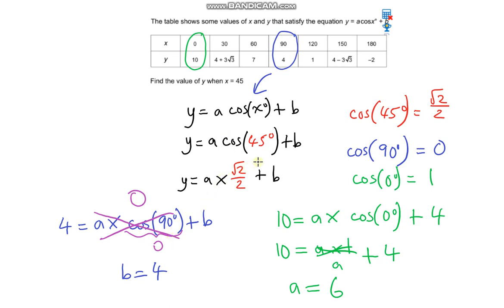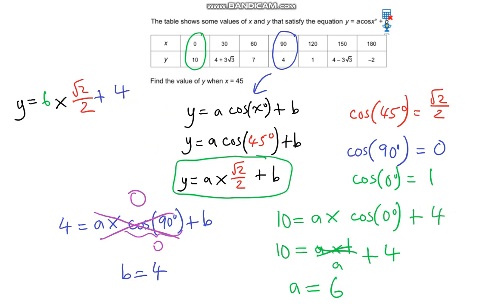Now we can solve our equation to work out what the value of y is when x equals 45 degrees. So let's do that. I'll do it up here. So y equals, a is 6. I'm going to colour coordinate this so you can see where the numbers come from. So y equals 6 times √2/2, root 2 over 2, plus b, and now we know that b is 4. Okay, so y equals 6 times root 2 over 2 plus 4.